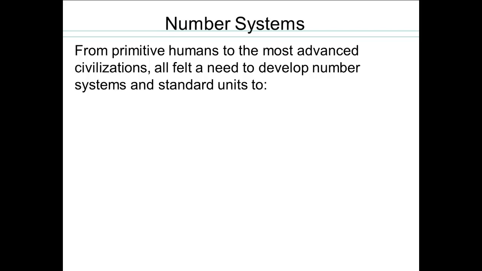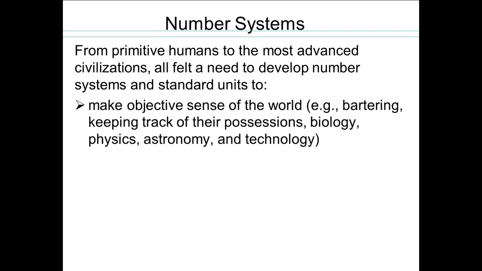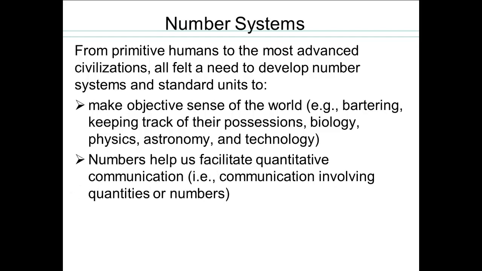It actually takes quite a lot of thought, and it is very important to remember that numbers in some form have existed from primitive humans till the most advanced civilizations. They all felt a need to develop number systems to make objective sense of the world, starting with bartering or keeping track of possessions like their sheep. And then, of course, now in advanced sciences, physics, chemistry, biology, and even technology. Without numbers, there would not be many of these things. Numbers help us facilitate quantitative communication. They also allow us to make sense of how much something is, one quantity is bigger than another, and so on.